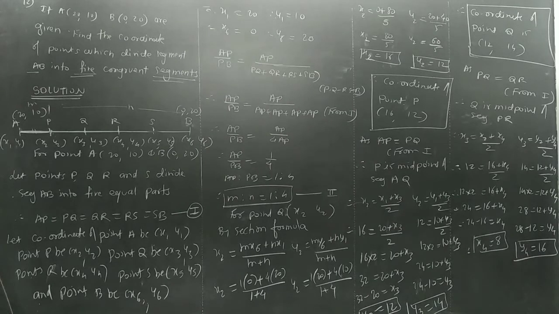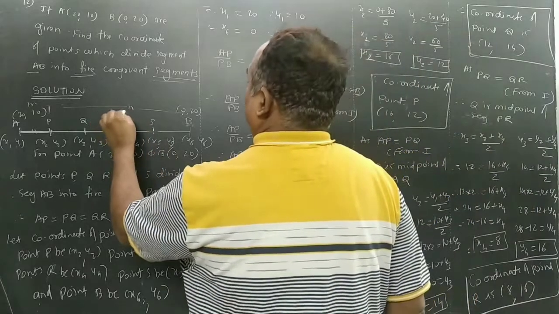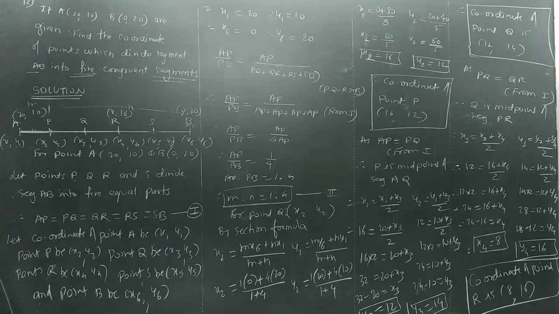You got it down? So what I can write then? Coordinate of point R is 8, 16. So you got R as well. What you got? R is equal to 8 comma 16. Now you have to find out the last point, that is S.